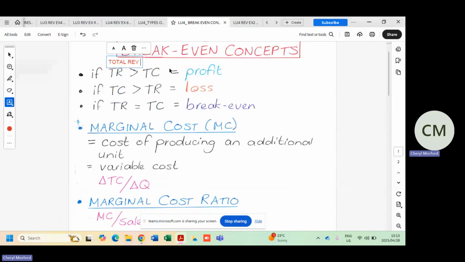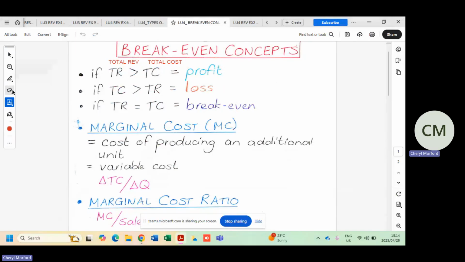TR is total revenue, whereas TC is total cost. So if the income from the sales is greater than all of the costs, and these are your fixed costs, your variable costs, any possible cost, then the business will be earning a profit. If, on the other hand, you have more costs in total than your revenue, you will have a loss.